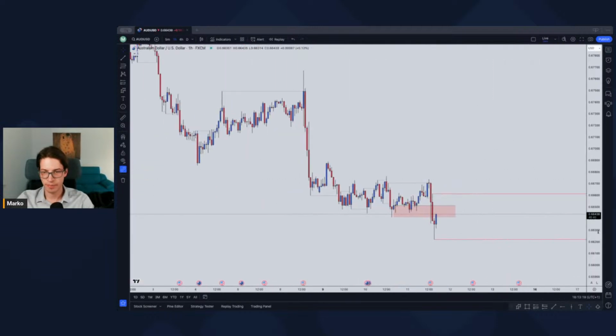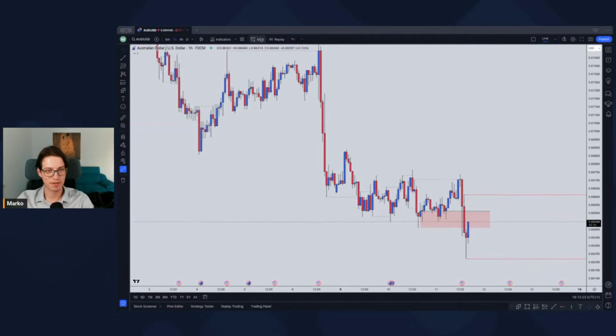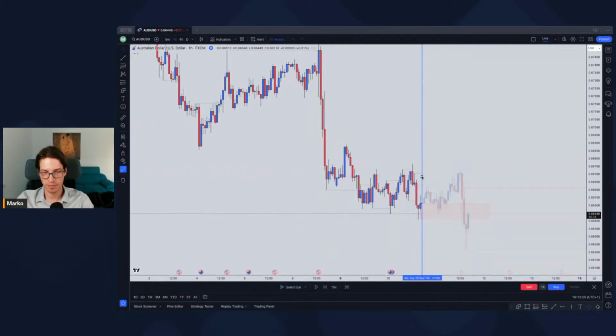Aussie US dollar. This was a tough one. This was a tough trade. So let me cover it. Let me break it down.